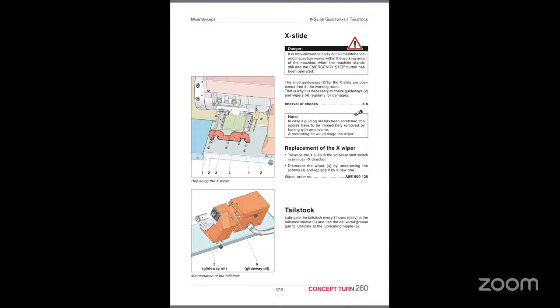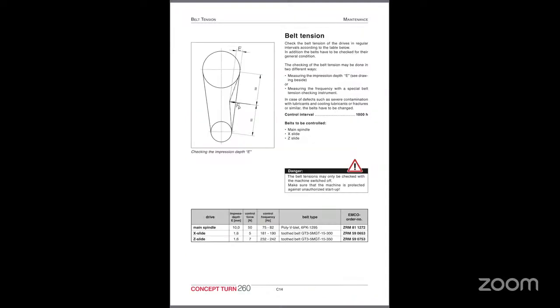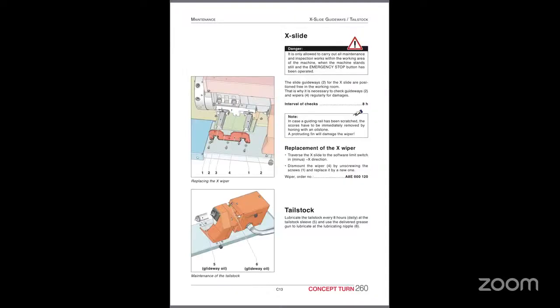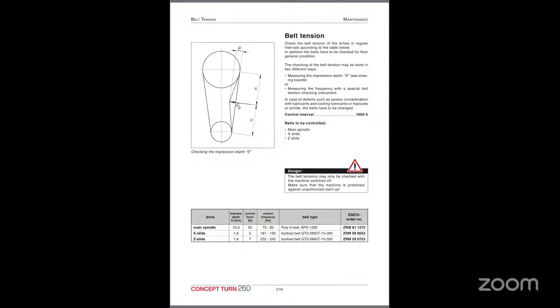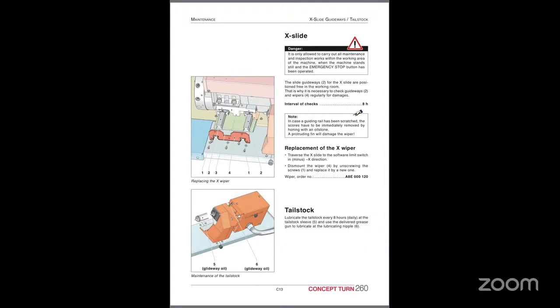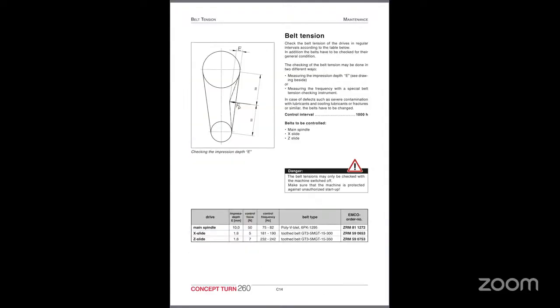Then tailstock maintenance. This is for TC or TCM models. Check the alignment, movement, and pneumatic function. Regularly inspect the lubrication.